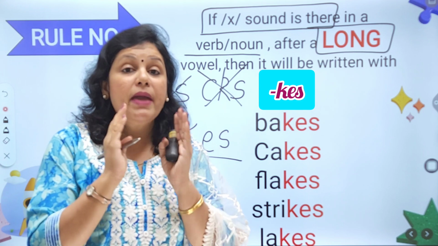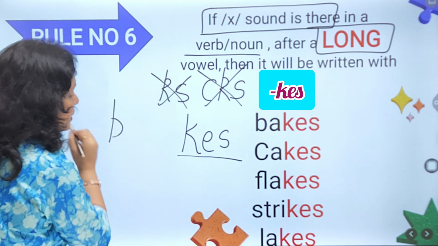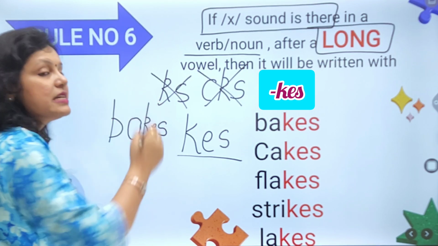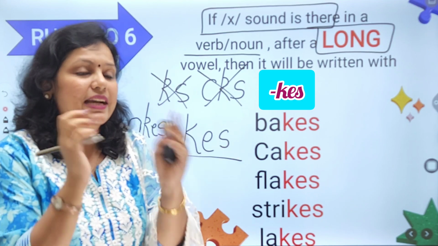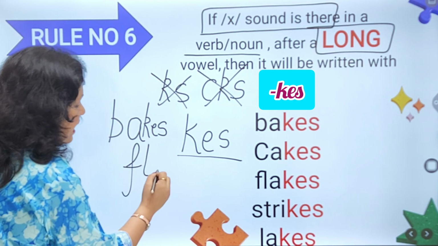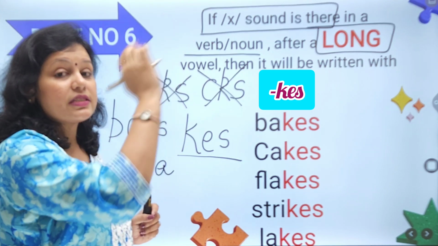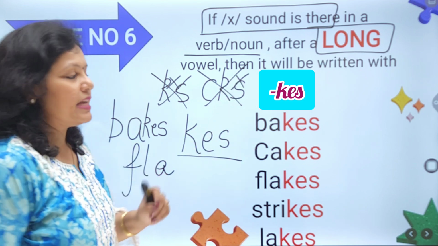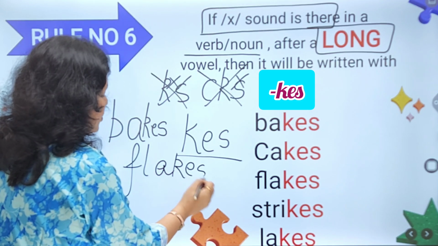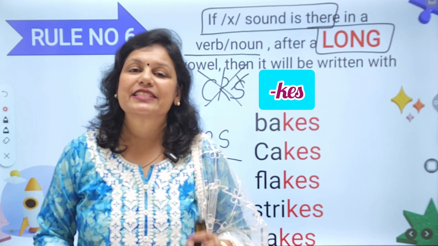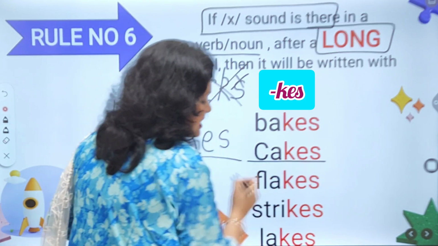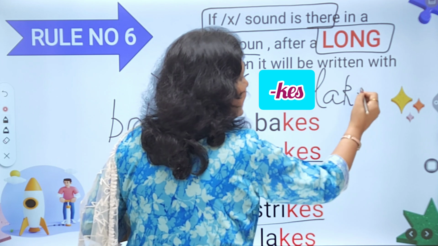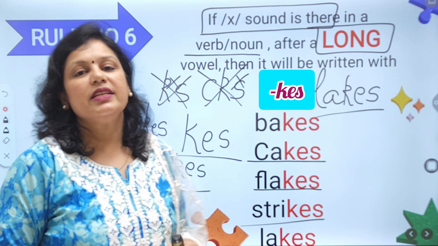You have the word bakes. Now see, bakes. A is a long sound. That is why you will write KES. Similarly, flakes. Now A is a long sound. That means after a long sound you will never write KS. You will not write CKS, but you will write KES, and that is why you will have flakes. You will not write X over here. Can you see the words like cakes, flakes, strikes? Similarly, we have the word lakes, and many such words are there.